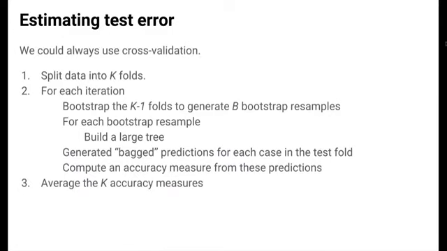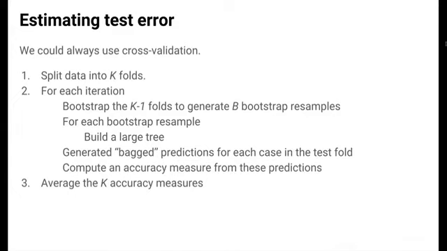As is often the case in machine learning settings, we're interested in estimating test error of our models. A natural first thought is to use cross-validation. How does cross-validation work in this setting? Well, as usual, we'll split our data into k folds. We reserve k-1 folds for training and hold 1 out for testing. In each of these iterations, we bootstrap the k-1 folds that are reserved for training to generate B bootstrap resamples. For each of these B bootstrap resamples, we build a large tree. Then, as we discussed in our earlier examples, we generate bagged predictions for each case in the test fold. And then we can compute an accuracy measure from these predictions.